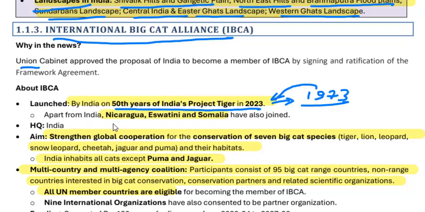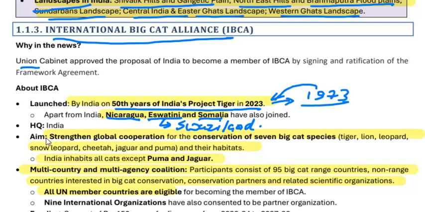Apart from India, Nicaragua, a Central American country, has joined. Next is Eswatini. You may not have heard about Eswatini. Eswatini is actually Swaziland, or Kingdom of Swaziland. This is a landlocked country in South Africa. Next is Somalia. Somalia is an East African country. They have also joined this. You should know these countries' names and details a bit.